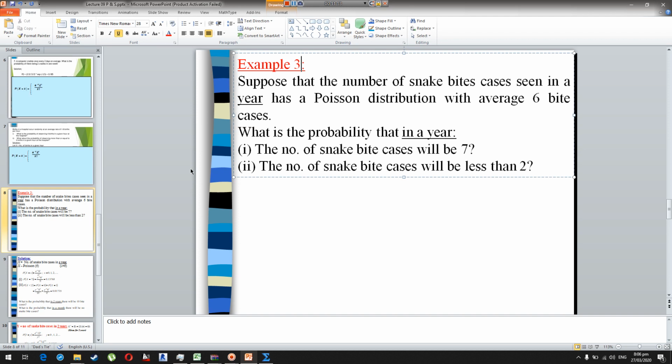Suppose the number of snake bite cases seen in a year has a Poisson distribution with an average of 6 bite cases. So the average 6 is actually the lambda value. What is the probability that in 1 year, the number of snake bite cases will be 7? And the probability that the number of snake bite cases will be less than 2? So we need to determine the probability of x equal to 7 and the probability of x smaller than 2. We are going to determine these 2 values.